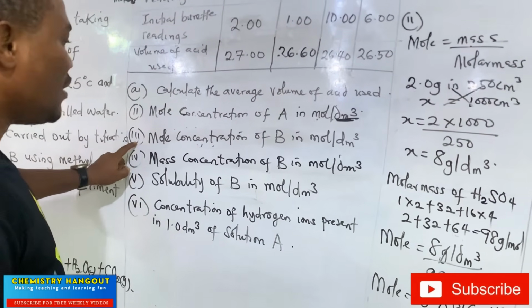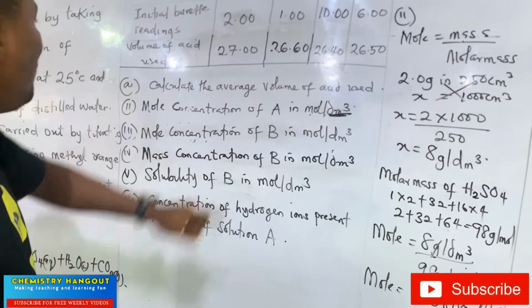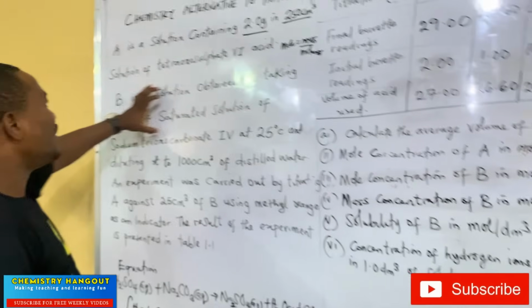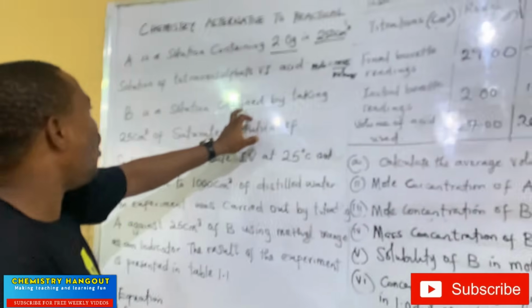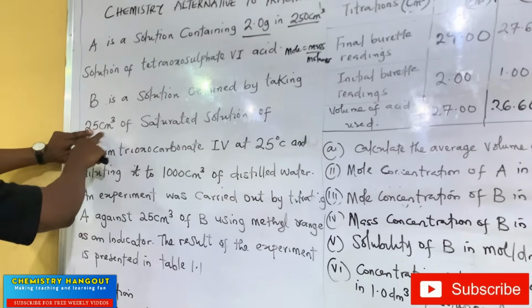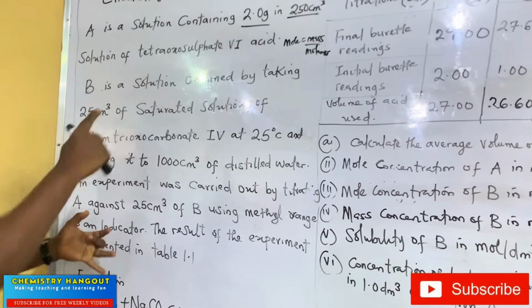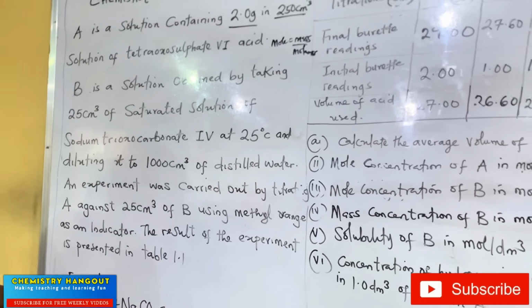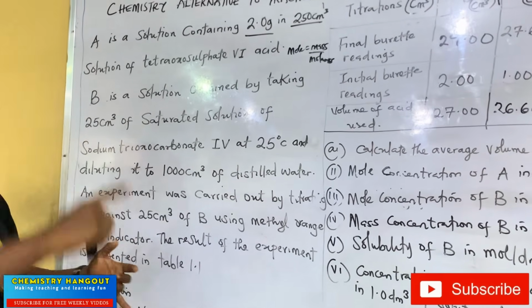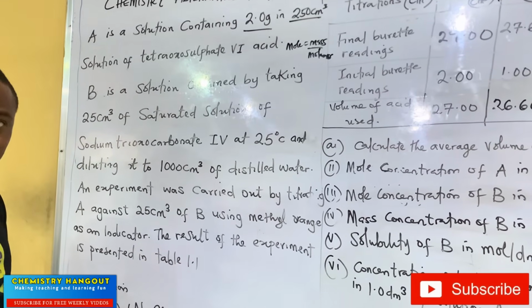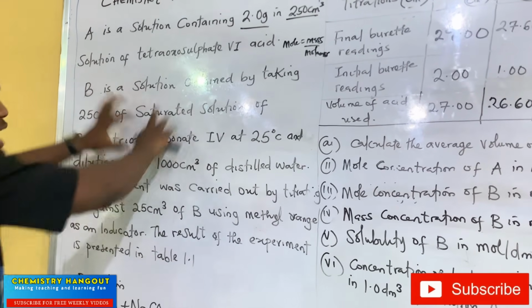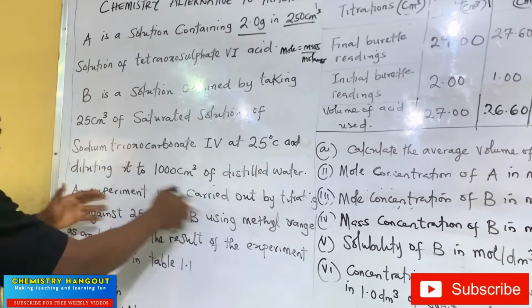The third one now, they said mole concentration of B in mole per dm cube. Let's come to B. They gave B is a solution obtained by taking. What they gave us in B is only the volume taken. They did not give us the mass. They did not give us the molar mass of B. Did you get that? They did not give us the mass and they did not give us the mole of B. Did you understand?